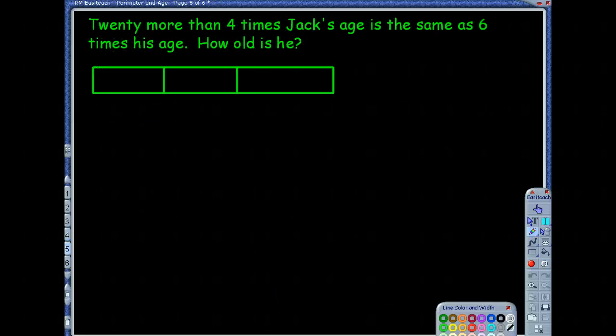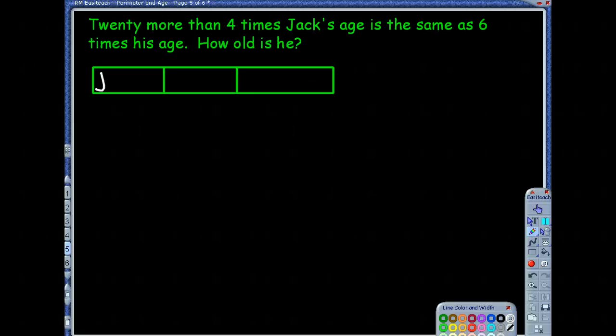For this next problem, we have an age problem. And notice that there's just one box before we even start looking at what we're talking about. There's just one box. And that's because there's only one thing that we're looking at. We're looking at Jack. And it says that 20 more than 4 times Jack's age is the same as 6 times his age. How old is he?